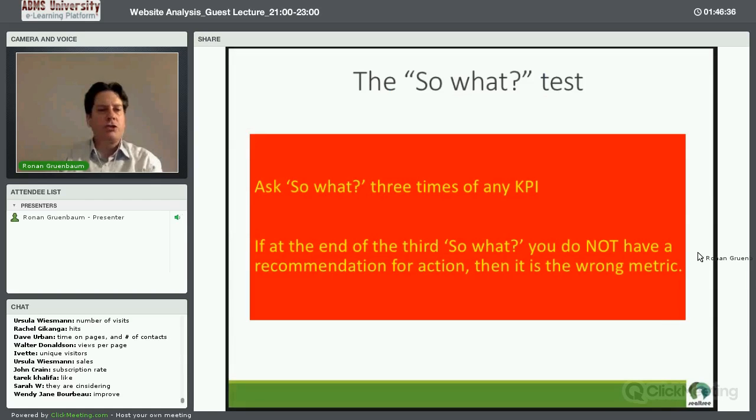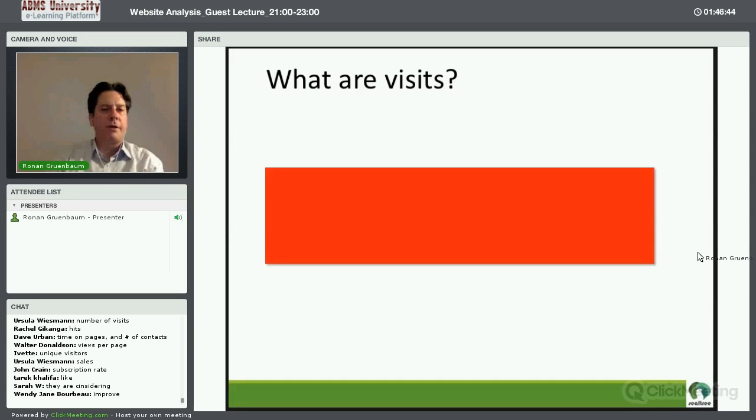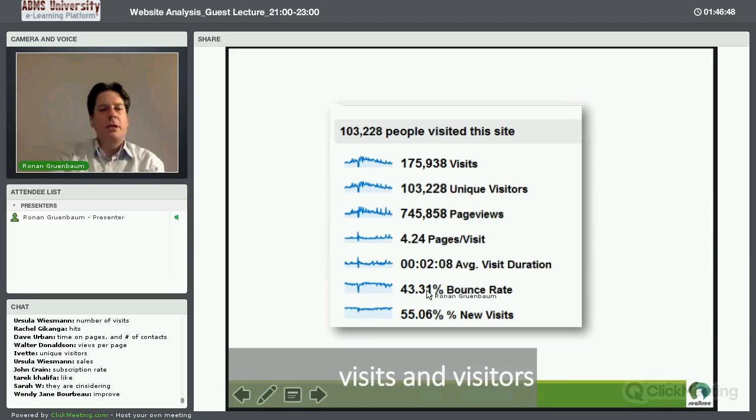A visit is a countable session during a given time period. So you can look at it like this. You can see all the different visits that people have made. You've got 175,000 visits over a period of time. You've got a 43% bounce rate. So 43% of those, that's approximately 70,000 or 80,000 people, came to your website and went to one page and then came away again.